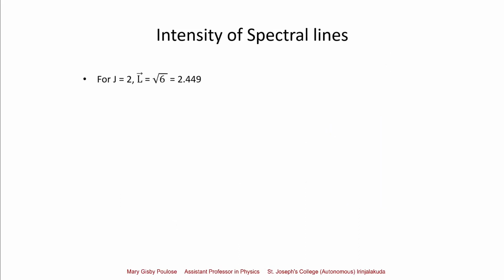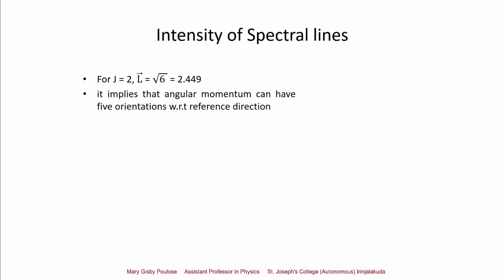Now if J is equal to 2, the angular momentum is equal to square root of 2 into 2 plus 1. That is 2 into 3, that is 6. So square root of 6 is 2.449. L can have values ranging from plus 2 to minus 2. That is, L can have values plus 2, plus 1, 0, minus 1 and minus 2. That is, angular momentum can have 5 orientations with respect to the reference direction.